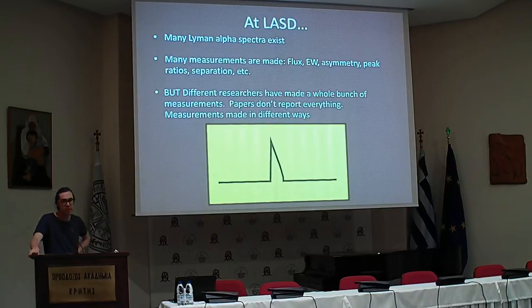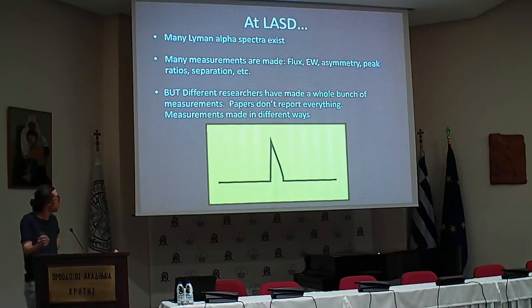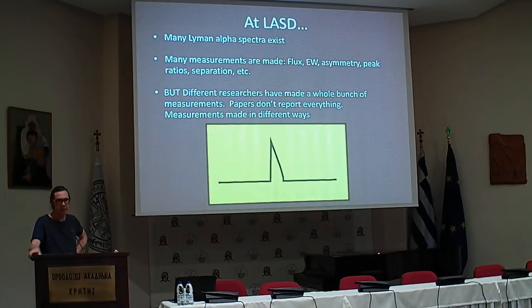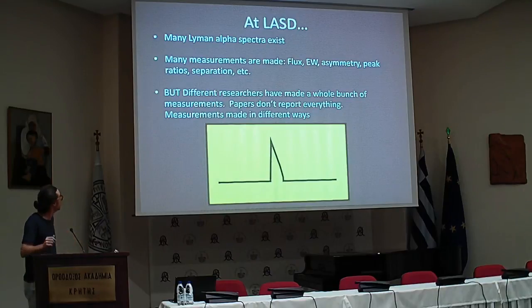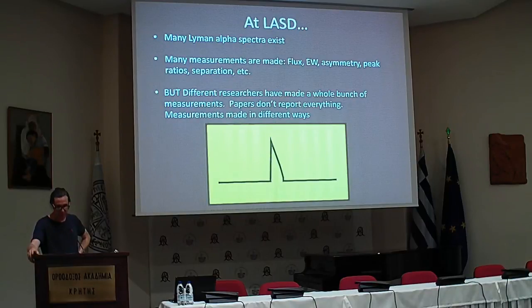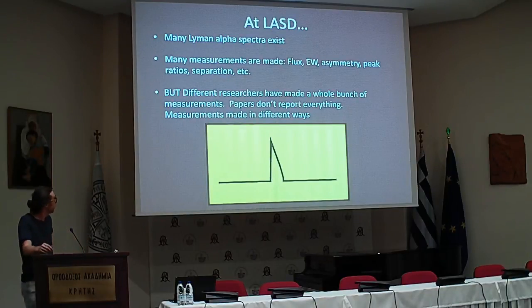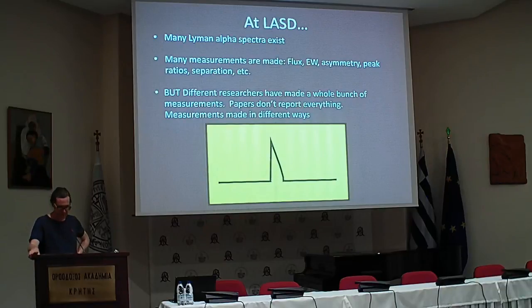And people have used these data to measure whatever quantities they've been interested in for whatever question they were trying to answer in their scientific studies. So this could be, most ordinarily, flux and equivalent width and things like asymmetry, peak velocity shifts, broadening, line separation, or whatever. And then the issue that we identified is that people make all of these measurements in very different ways, and they don't report all of the quantities that there are out there.